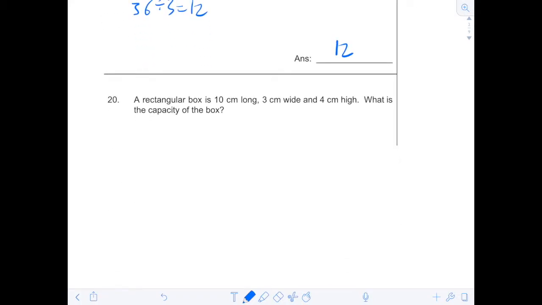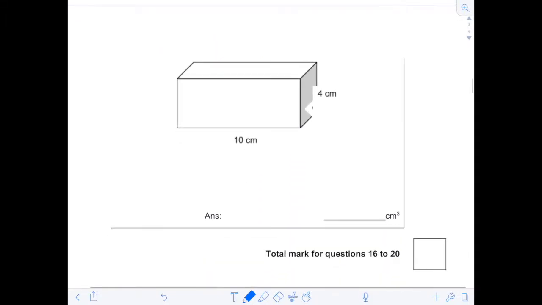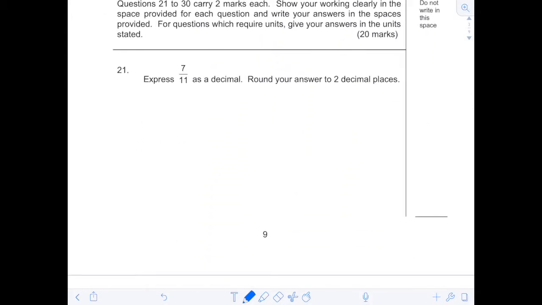A rectangular box is 10 cm long, 3 cm wide, and 4 cm high. What's the capacity? Basically, it's just volume equals length times breadth times height. So you get 10 times 3 times 4. Now you get 120. Don't forget your units. Oh, it's already there. So 120.